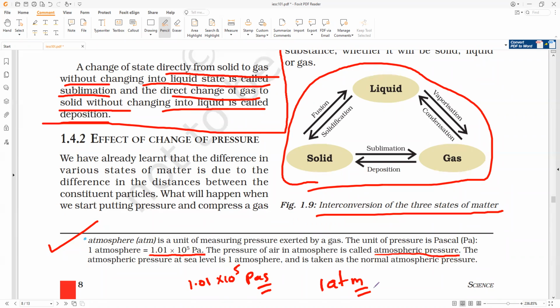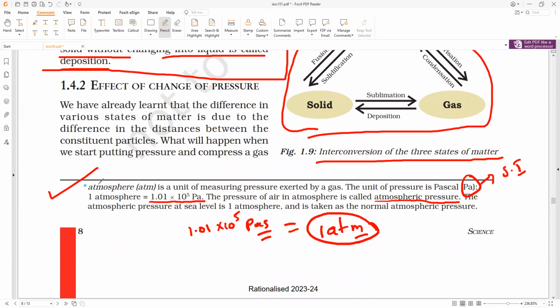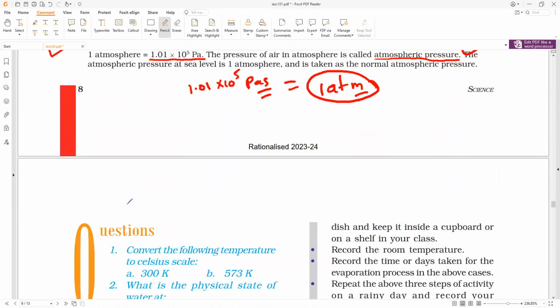So what is atmospheric pressure, everybody? ATM. And what is the SI unit of pressure, everybody? Pascal. So 1 atm is equal to how many pascals? 10 power 5 pascals, or 1.01 into 10 power 5 pascals. That is what you have to remember. ATM means atmospheric pressure.